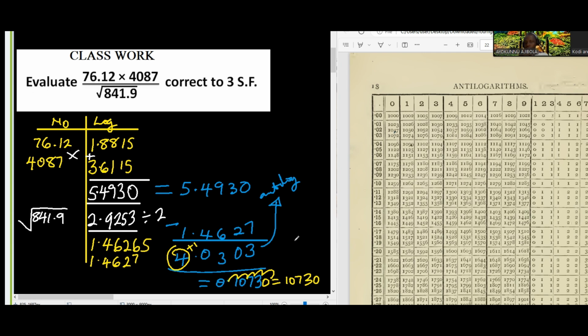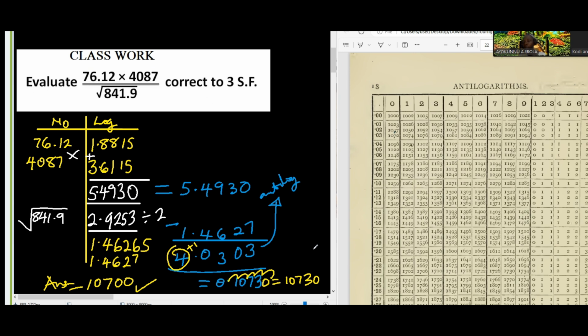But it says to 3 significant figures. So I should stop on the 3 digits here. That would be 10700, because the 3 is not up to 5, otherwise the 7 would have been 8. So that is 10,700 to the nearest 100. Is that clear? Yes, sir.